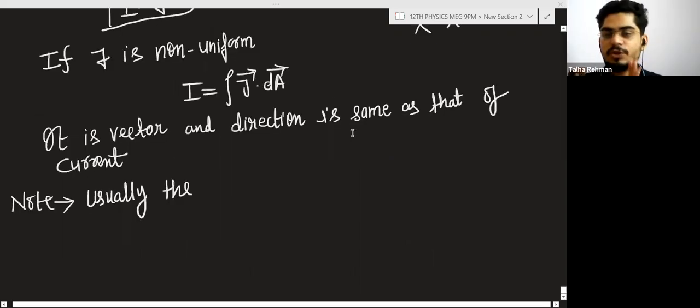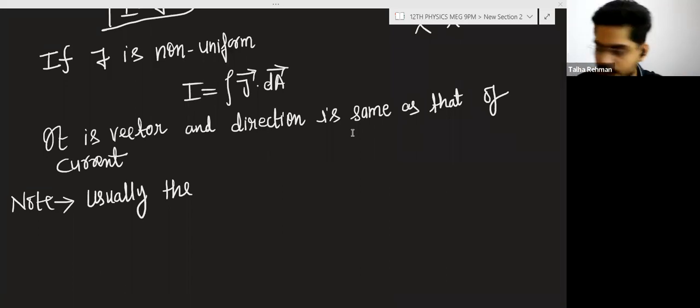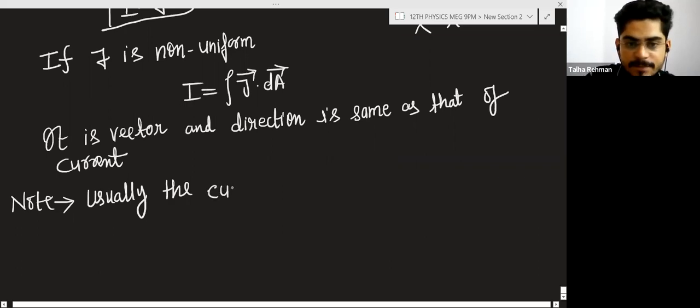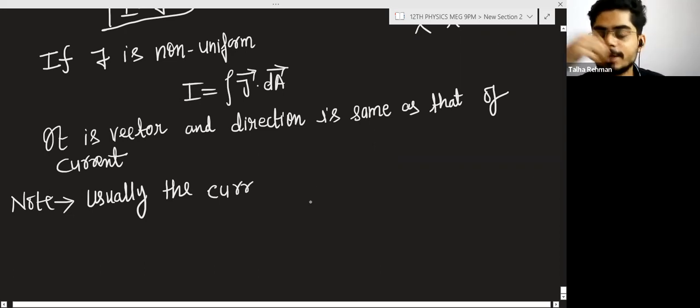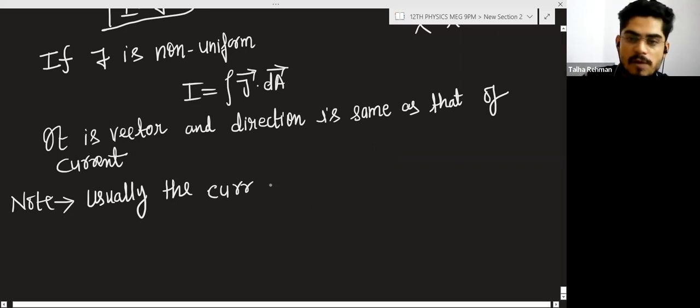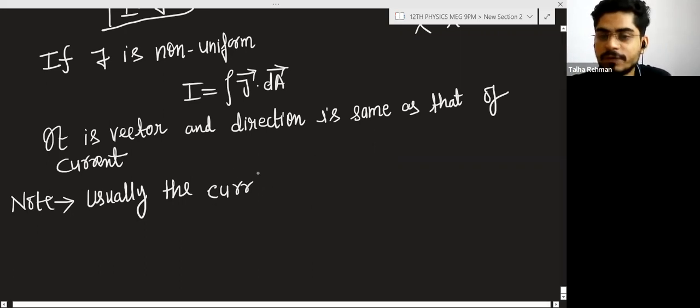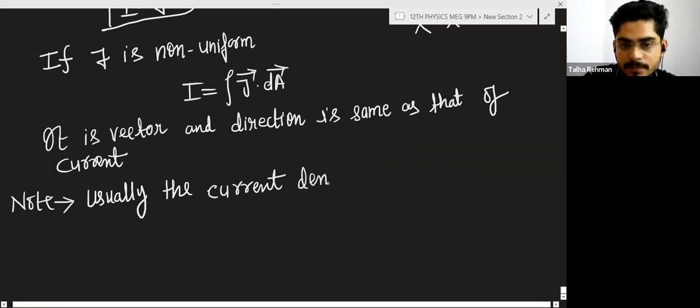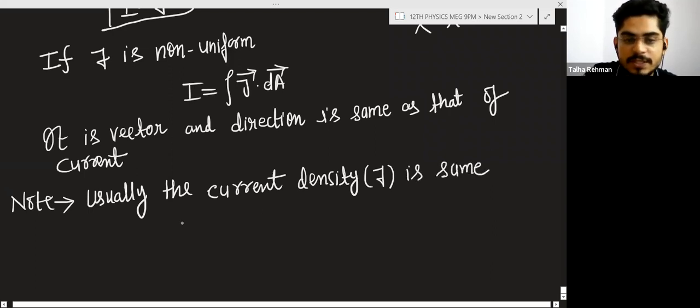Okay. Uniform means same. Uniform means not changing with respect to distance. Similarly, there is mass upon volume density, and there is current density. In a unit area, the amount of current is the current density. Usually the current density J is the same in NCERT.